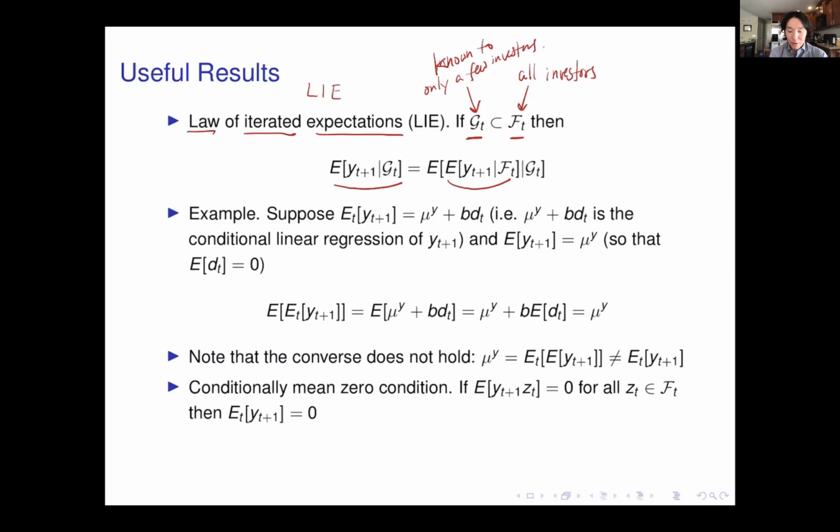Suppose the conditional expectation is given like this, right? I told you the conditional expectation is a time t random variable, so it has a time t subscript in it. Then what is the unconditional expectation? According to the law of iterated expectations, the two will be the same.